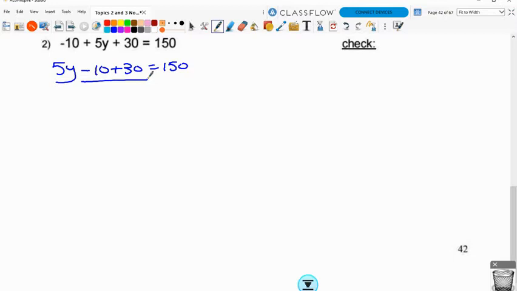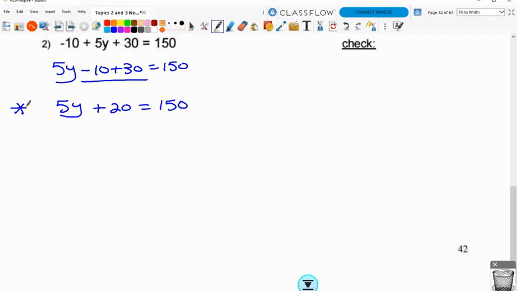And now I'm going to combine those two constant terms together. So I'm going to bring 5y straight down. And when I add negative 10 and 30, that gives me positive 20. So it's going to say 5y plus 20 equals 150. And again, this right here is a two-step equation.